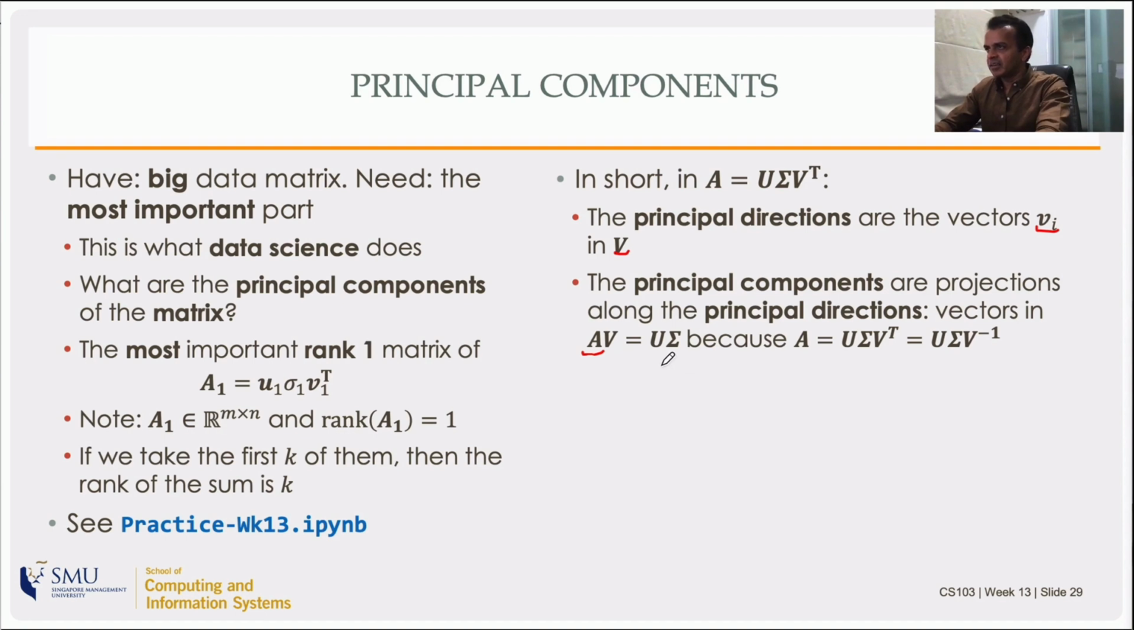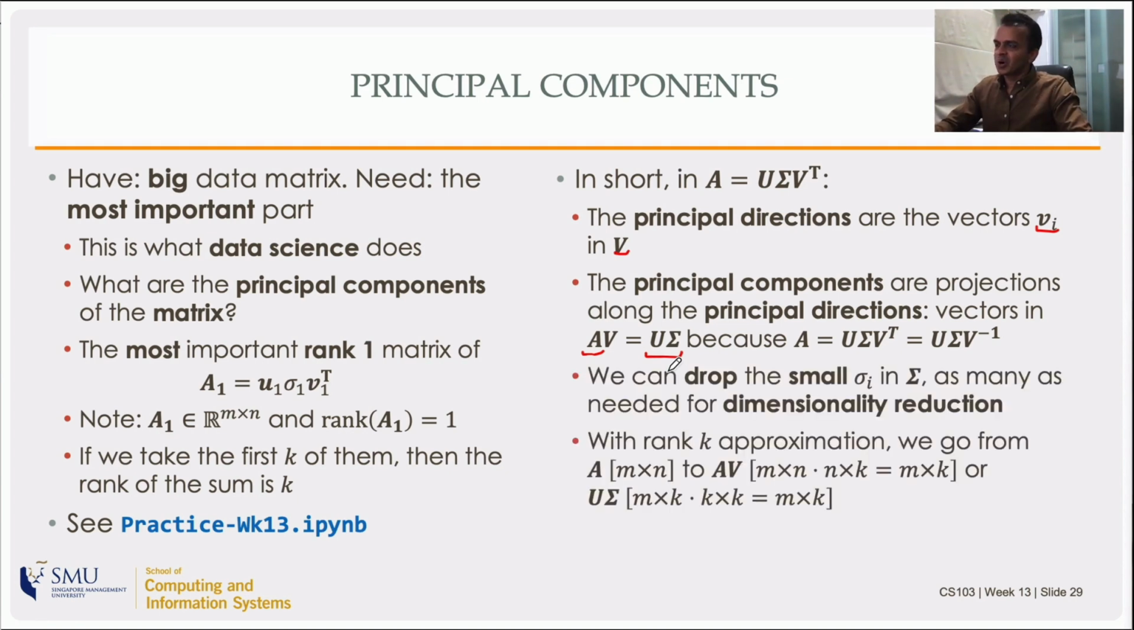And by our equation, AV is equal to U sigma, so you can come at it from the other side also and see the weight of that principal component by the fraction of the variance that it is capturing, in terms of sigma 1 divided by the sum of sigmas. And that is all about principal components and principal directions.